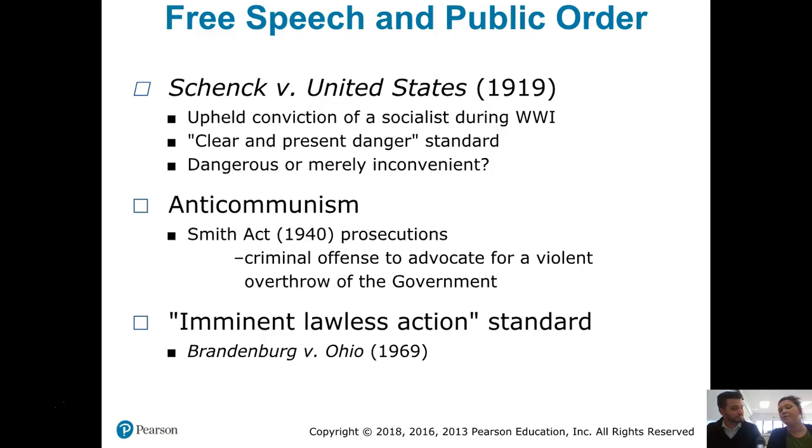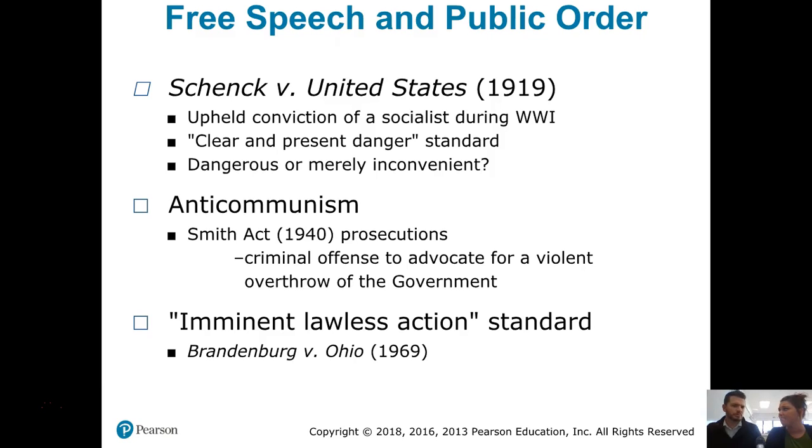And then we moved on to anti-communism. During the communist scare, the Red Scare, there was a group of people who were advocating to overthrow the United States government. And so the government passed what's called the Smith Act in 1940, which makes it a criminal offense to advocate for the violent overthrow of the United States government.